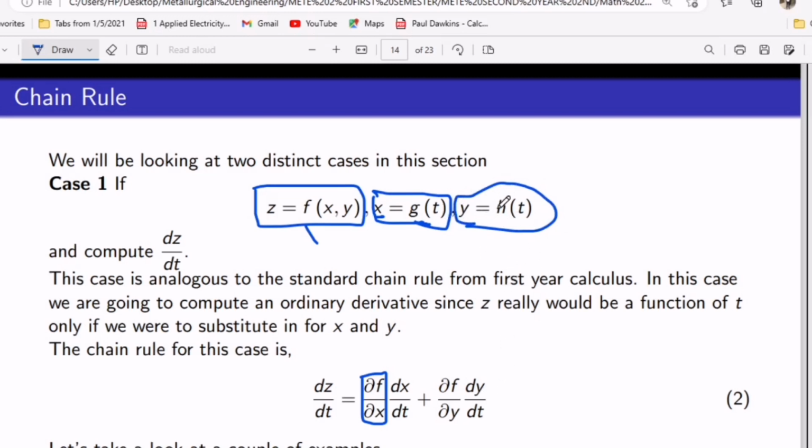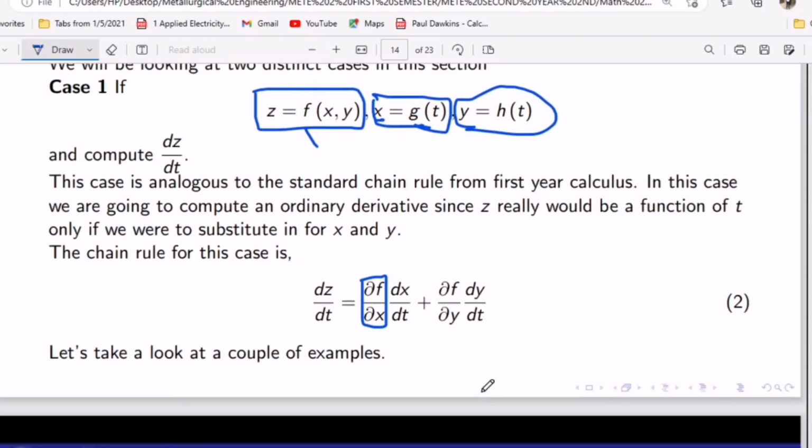With this, we are going to solve one example for you to understand. So this is the important formula: f sub x times dx over dt plus f sub y times dy over dt. They're going to give you three functions: the main function, which you differentiate partially with respect to x and y, then x equal to a function in terms of t, and y also equal to a function in terms of t. So then let's take an example.